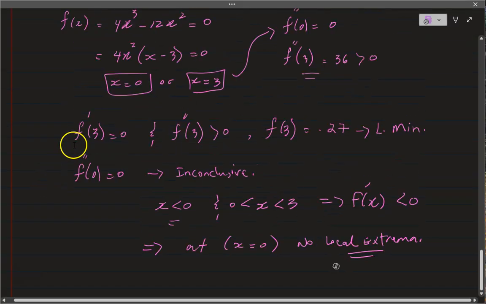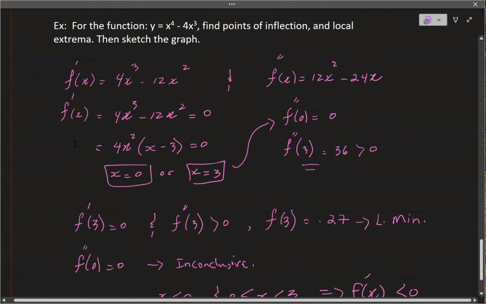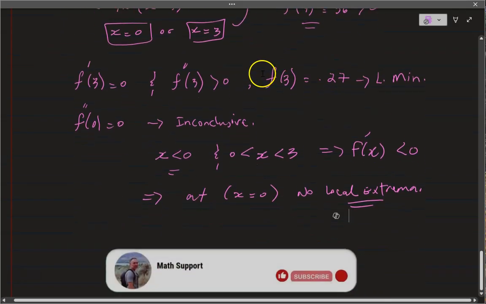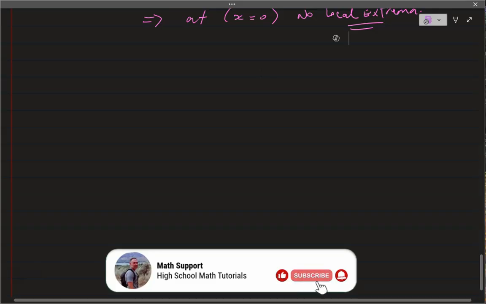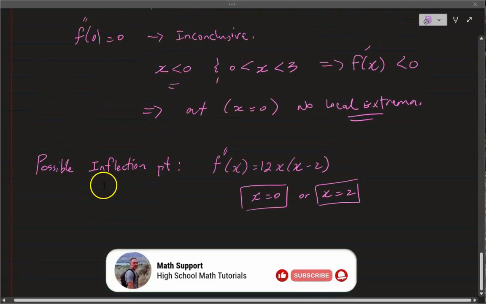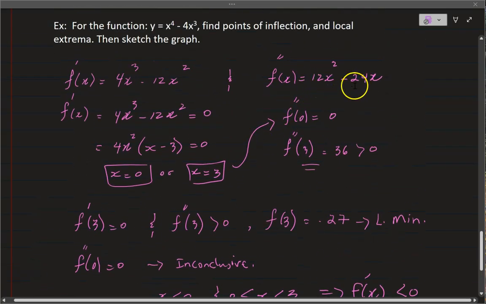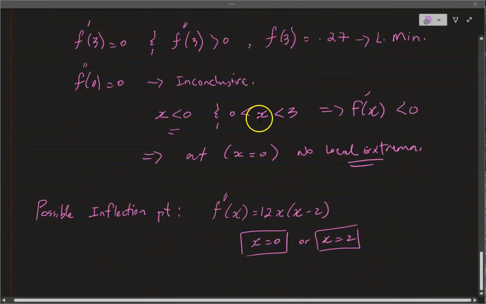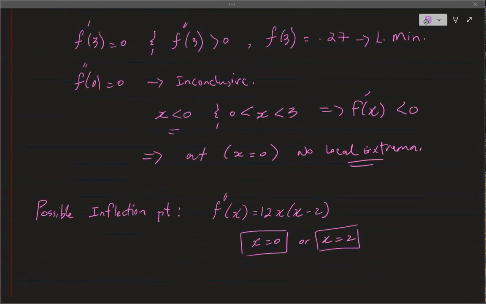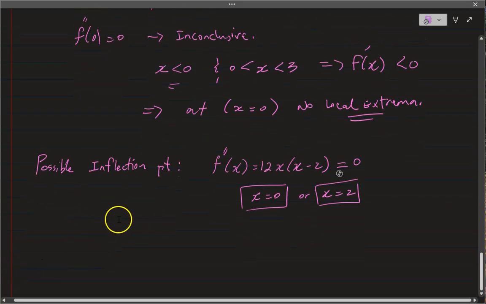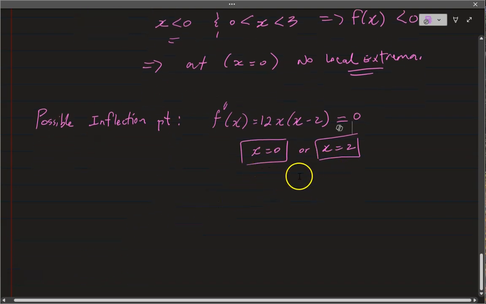Okay, now we're going to go ahead and find possible inflection points because we don't know that yet. We have to set f double prime, the second derivative, equal to 0. So let's do that. To find possible inflection points, we take the second derivative, 12x squared minus 24x, factor it, and set it equal to 0, and then solve, and we get two possible values for inflection points. We don't know if they are or not, but we have to check. So x equal to 0 and x equal to 2.